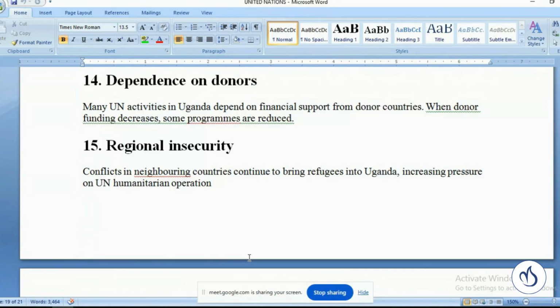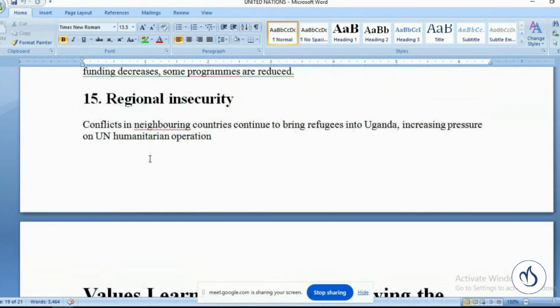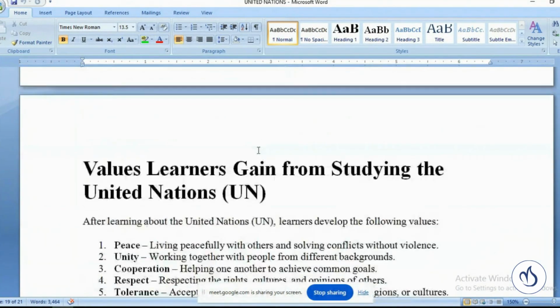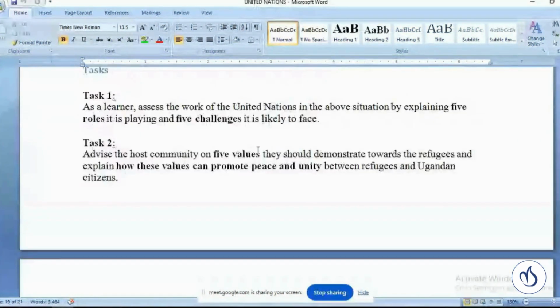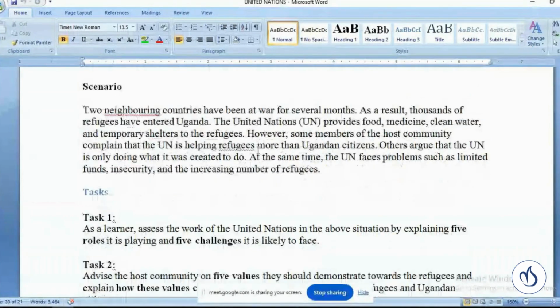And we also have the problem of regional security. Conflicts in neighboring countries continue to bring refugees into Uganda. You see, South Sudan is bringing refugees here day and night, increasing pressure on UN humanitarian operations.